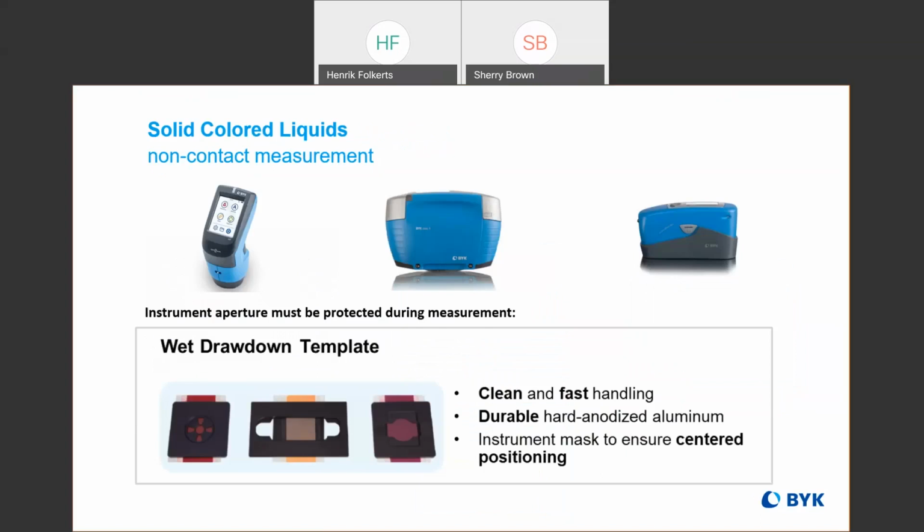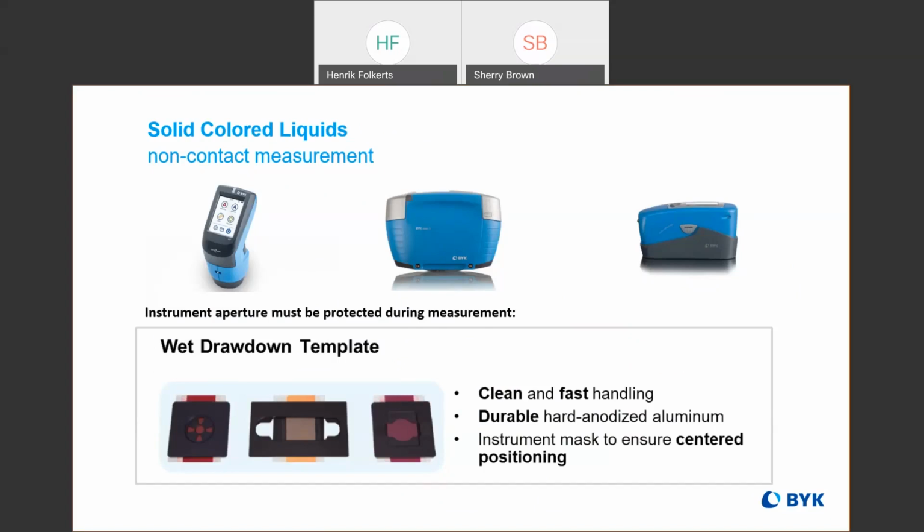So after drawing down your liquid, the next step is to measure it with whatever color measurement device you may be using. We have a few here. We have our Spectra 2 Guide instrument, our latest spectrophotometer for solid colors, and then we have our BIC-MAC eye instrument, which is for materials with effect pigments in them.